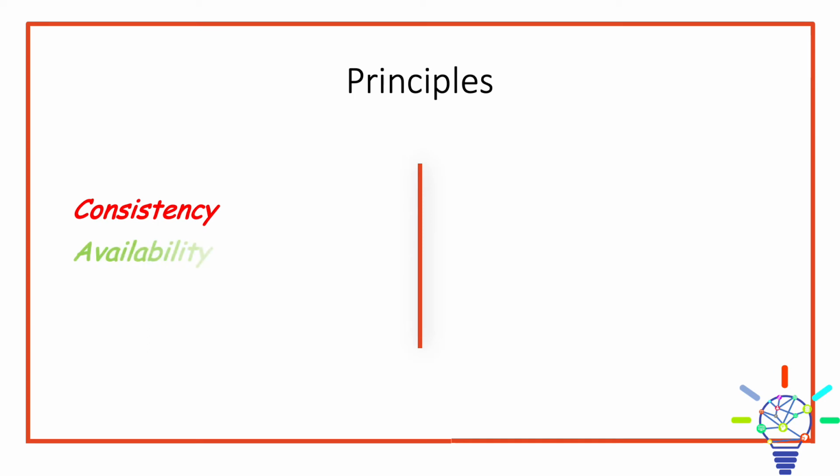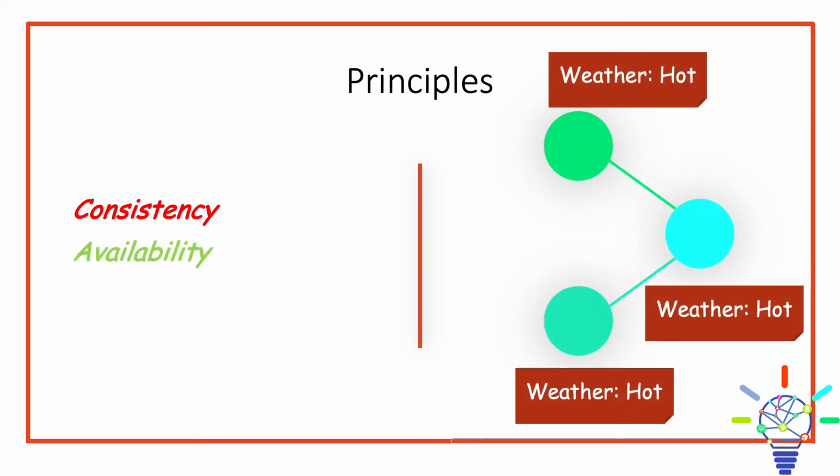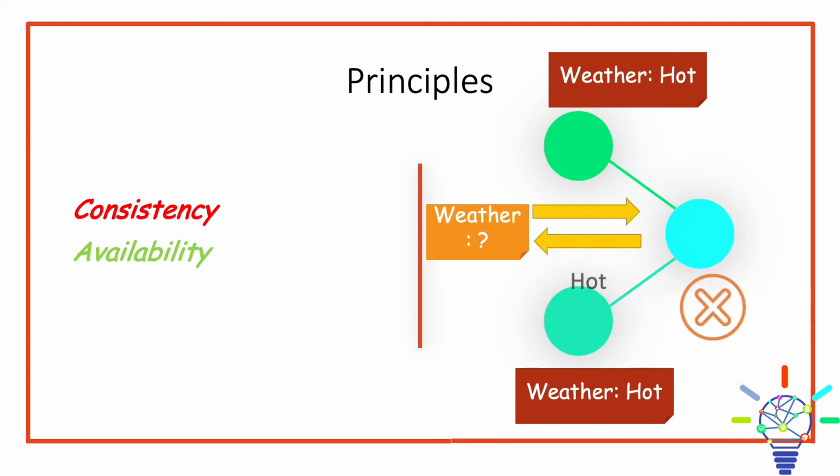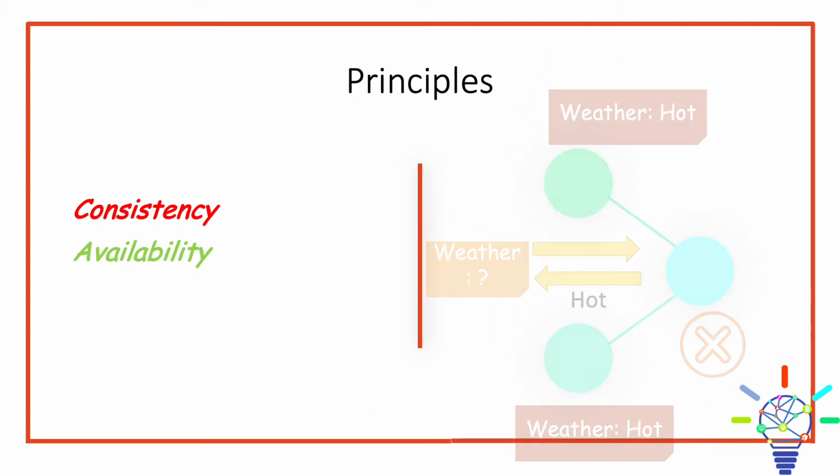Availability. Availability in a distributed system ensures that the system remains operational 100% of the time. Every request gets a non-error response, regardless of the individual state of a node. However, this does not guarantee that the response contains the most recent write.